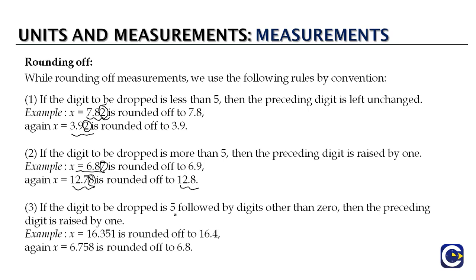Now if the digit to be dropped is 5, we discussed what if the digit to be dropped is less than 5 and what if it is more than 5. Now we have a case where we are dropping a digit which is 5. If it is followed by digits other than 0, then the preceding digit will be raised by 1. In the sense, if I need to drop this 5, the 5 is followed by 1, which is non-zero. So when I am rounding off this 5, I will be adding a 1 to the preceding digit. Means it becomes 16.4.